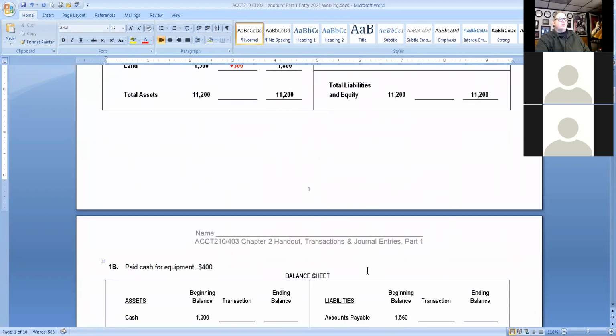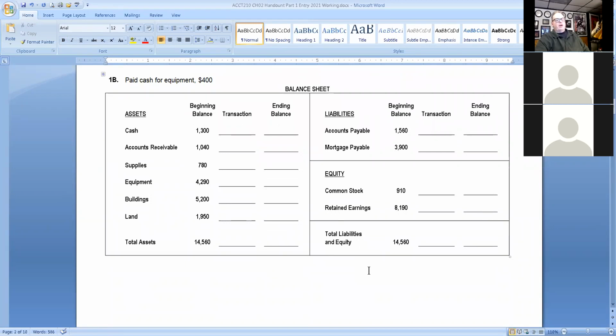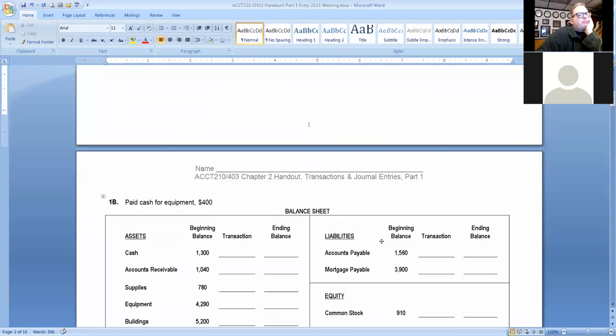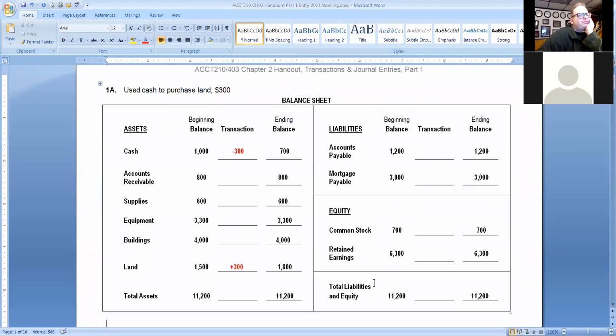Okay, let's go to 1B, which is on page 2. If you're using the PDF form, it's on page 1 still. Can you scroll up back to 1A, please? Mm-hmm. Thank you. You're welcome.